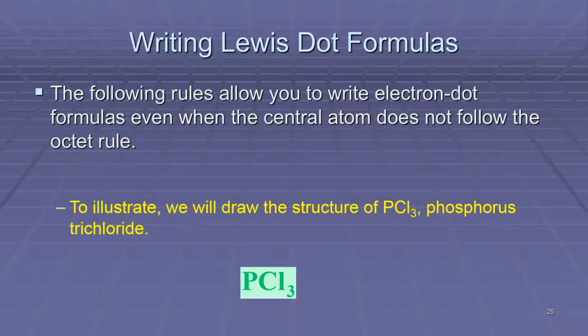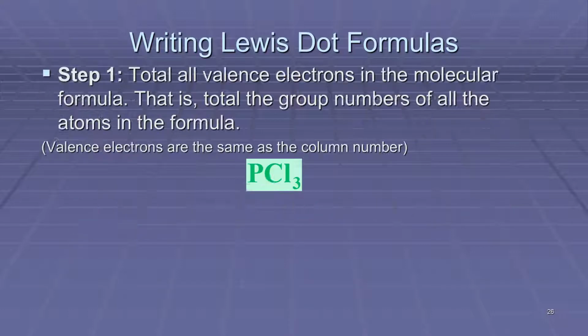Okay, so let's see the rules. I'm going to illustrate it by showing the structure of PCl3, and then I'll show you some other examples. The first thing you need to do is figure out how many valence electrons the molecule has, the outer shell electrons. In order to put them together, you have to know how many they have to work with.